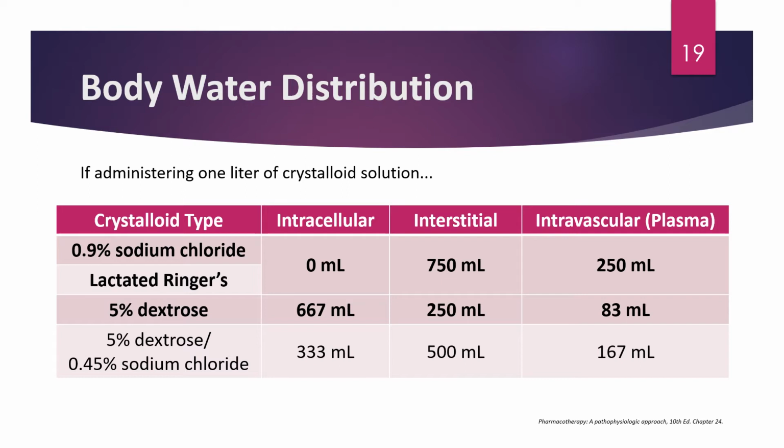So as a result, for every liter of normal saline or lactated ringers that you give, you're getting 250 mL into that intravascular space, versus D5W where you only get 83. Now with 5% dextrose and half normal saline, or 0.45% sodium chloride, you get 167. So it's a little bit of a midway between those two. So overall, not too great. That's why we usually give normal saline and lactated ringers, because most of it goes into the intravascular space.